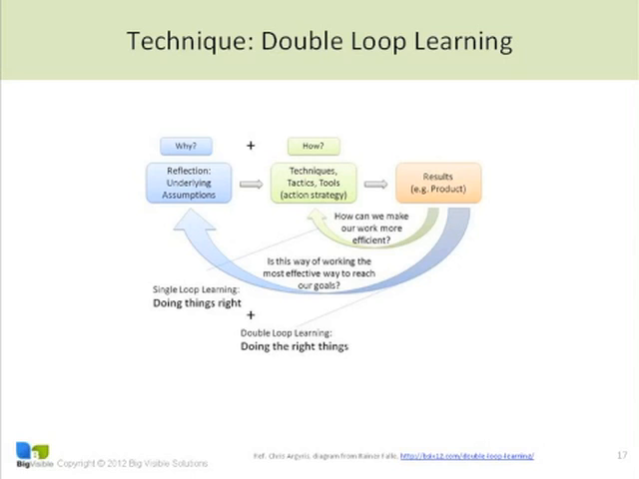So the way it works is this. If you have a problem or there's something missing, the typical reaction is to ask the question, how do I solve that problem? What are the techniques and tactics and tools that I have at my disposal to be able to solve that particular problem? And then you take some action strategy to solve it. And that's the single loop. And it's all about making your work more efficient or doing things right.